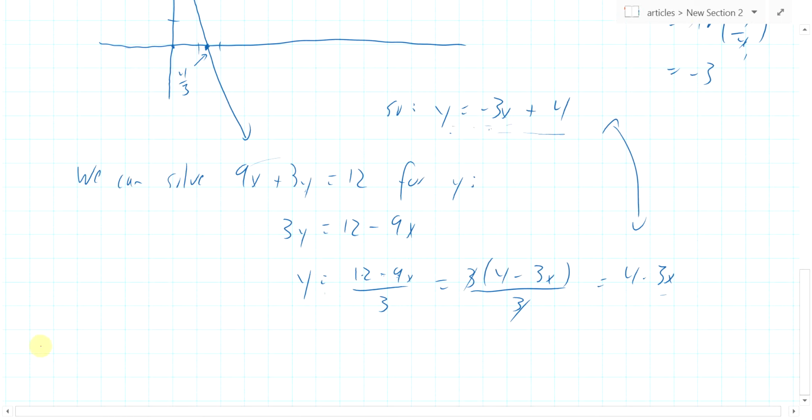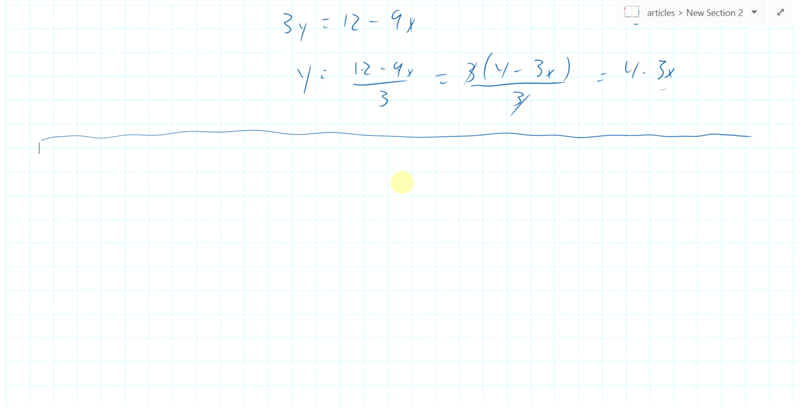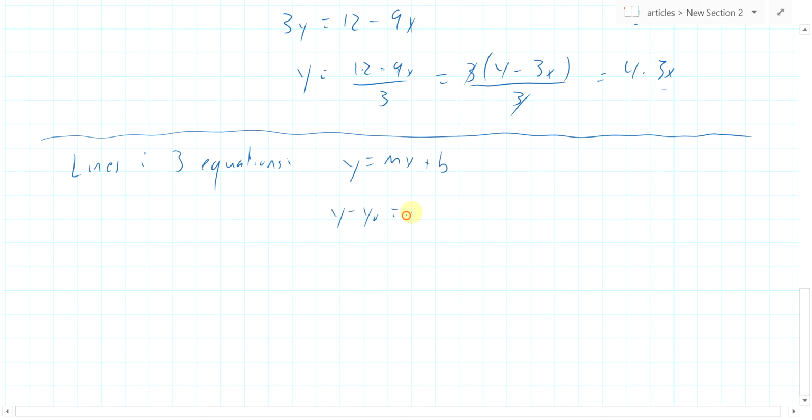Okay, so that's pretty much everything about lines, which is not everything in Chapter 1, but let me do a little summary here. So, what do we have about lines? 3 equations. y equals mx plus b, that's my slope-intercept form. y minus y0 equals m times (x minus x0), point slope form. And ax plus by equals c, that's the standard form.